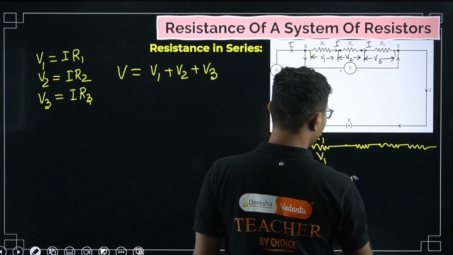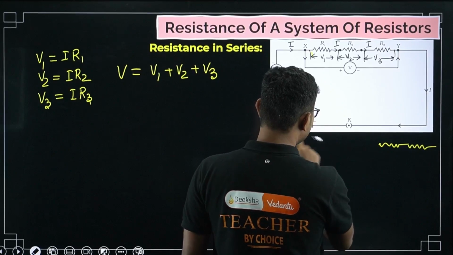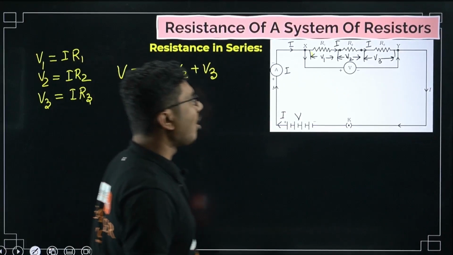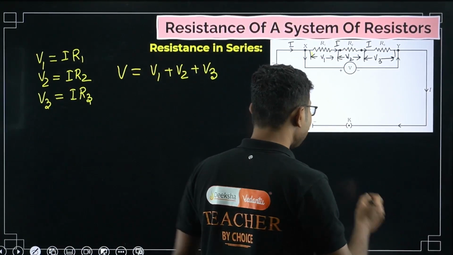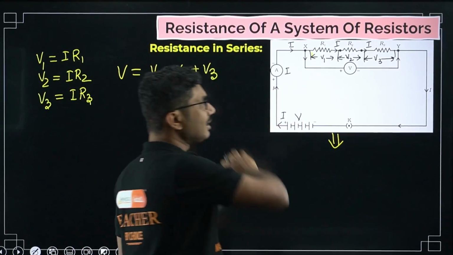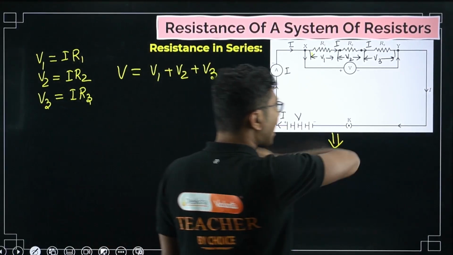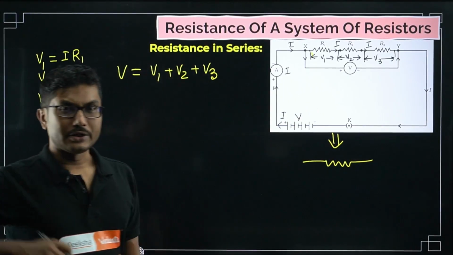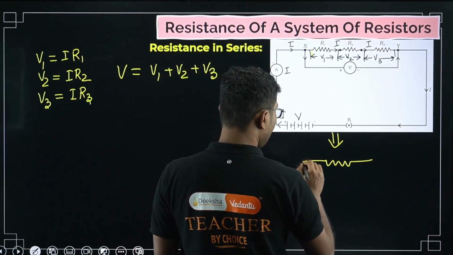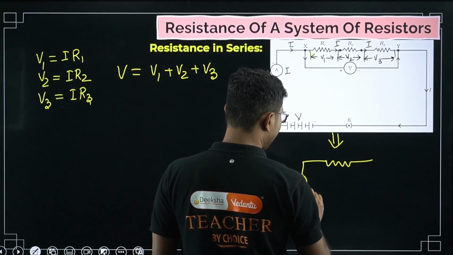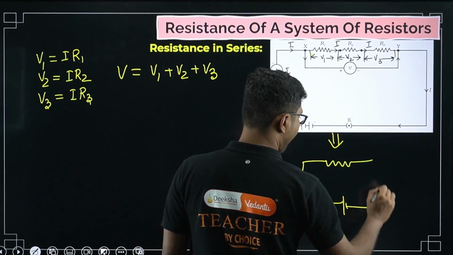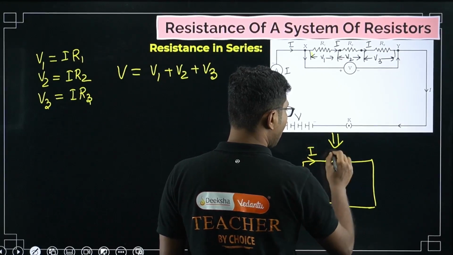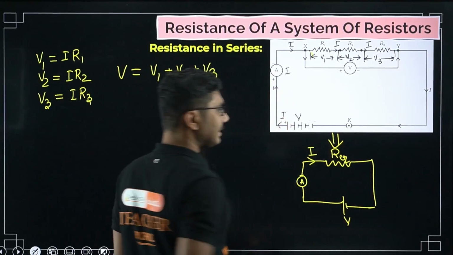Now here we have to define a new thing called an equivalent circuit. What is an equivalent circuit? It is basically replacing all the resistors in the circuit, no matter how they are combined, by a single resistor. You should remember that the equivalent circuit always remains the same, with the same voltage V and the same current in the circuit, and we will call this resistance Req.